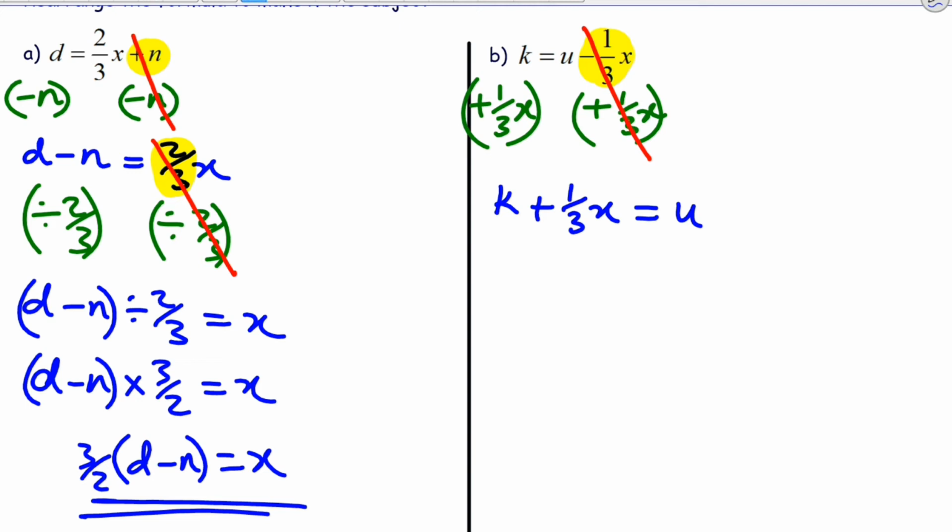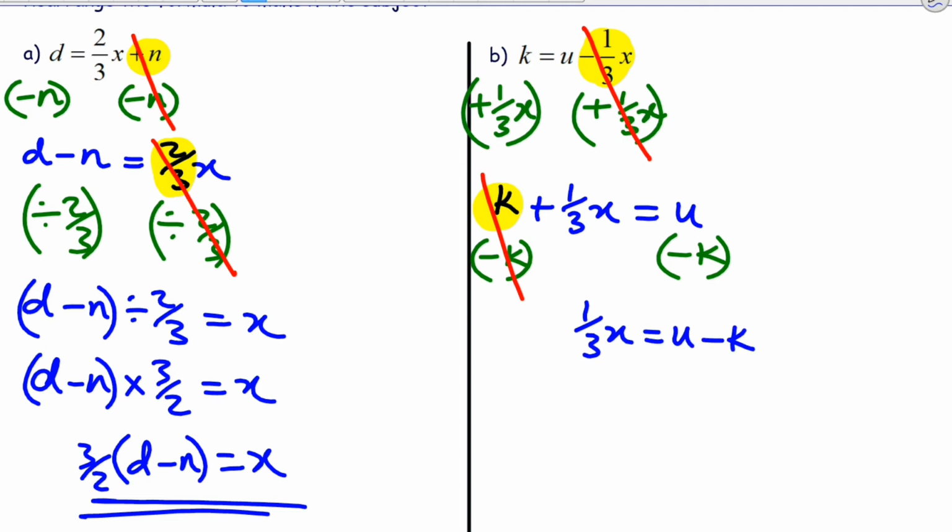And then what we can do is, by inspection, you can see that we have a positive k on the left, but we want x to be by itself. So the next step will be subtracting k from each side. k minus k will be 0. So you have a third x will be u minus k.